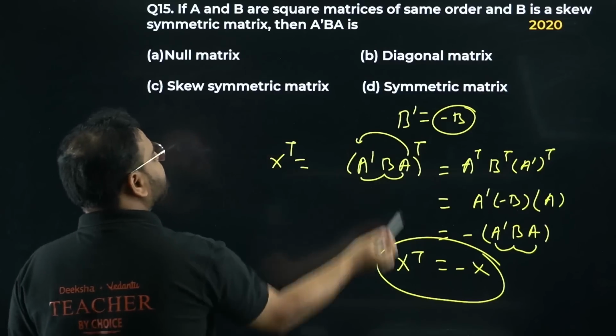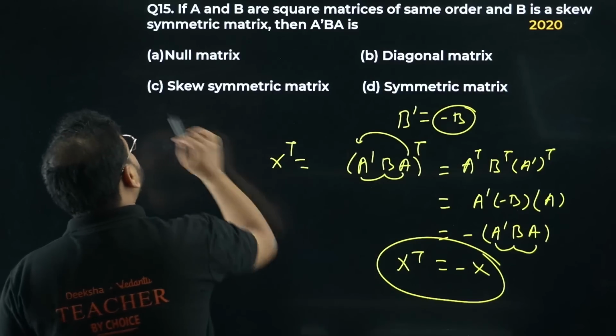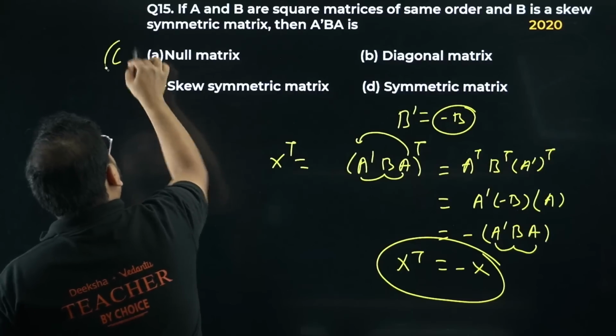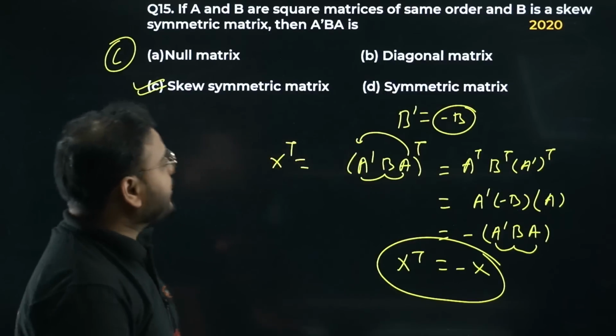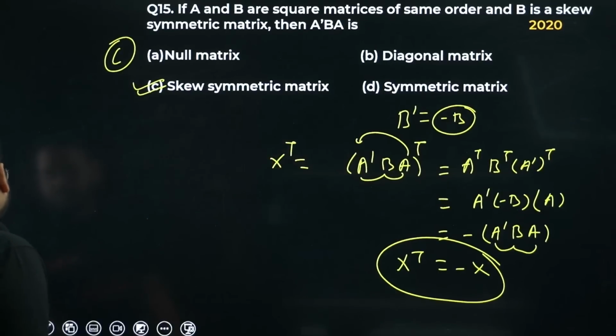Hence, what is X value? A dash B A is nothing but a skew symmetric matrix. Option C is correct. 2020. The question was in the paper 2020. Please check.